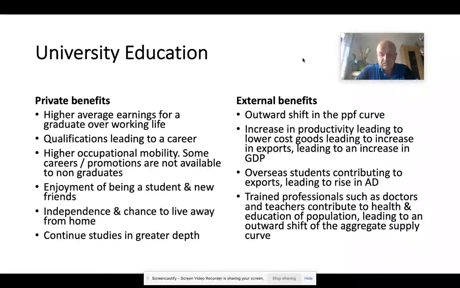overall economy. Overseas students obviously can contribute to exports, leading to an increase in aggregate demand, and trained professionals and teachers contributing to health and education of the population, again leading to an upward shift in the aggregate supply curve. We can provide more and better products and services, etc., based on the fact that we have a higher level of skill within the economy, within the working economy, within our human capital, and improvement in human capital, I suppose, would be a better way of putting it.